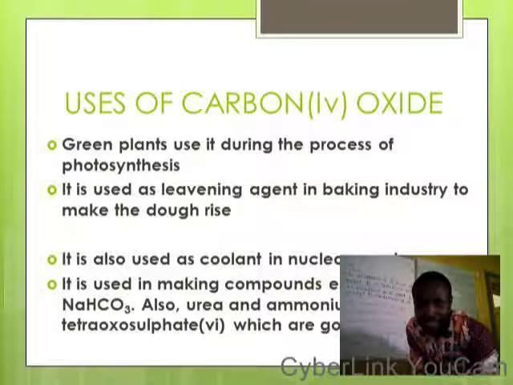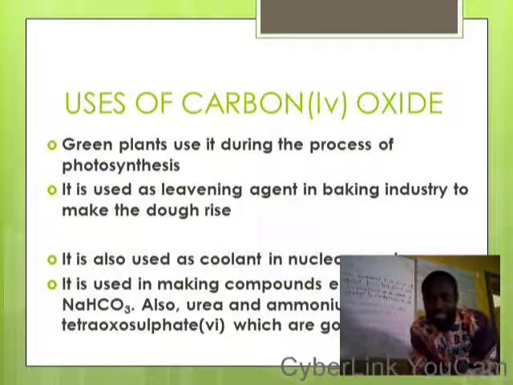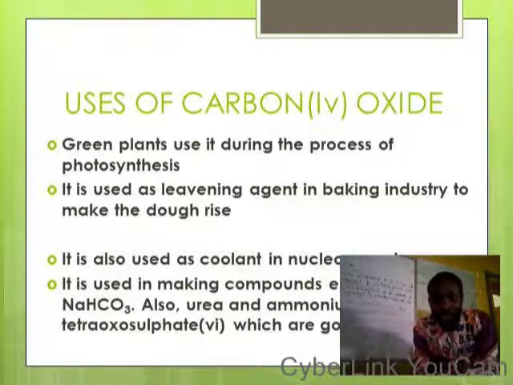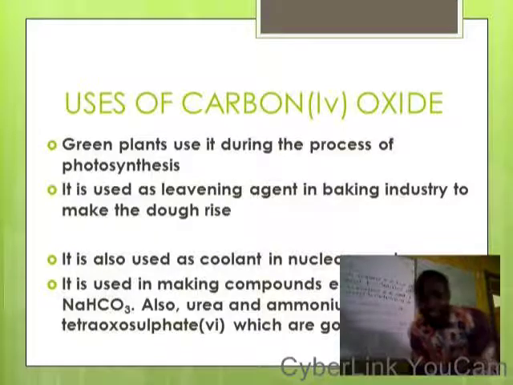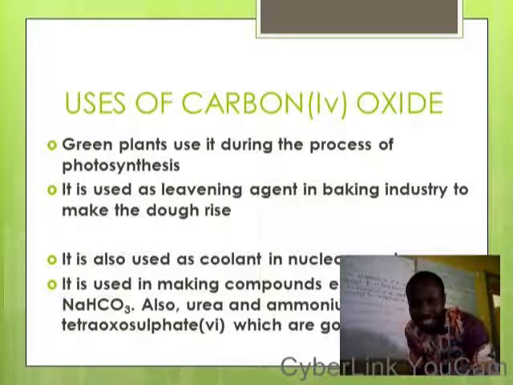Uses of carbon 4 oxide. Green plants use it to synthesize their food through photosynthesis. It is also used as a leavening agent in the baking industry. It is used as a coolant in nuclear reactors. It is used in baking compounds. It can also be used in making urea and ammonium sulfate, which are used as fertilizer.